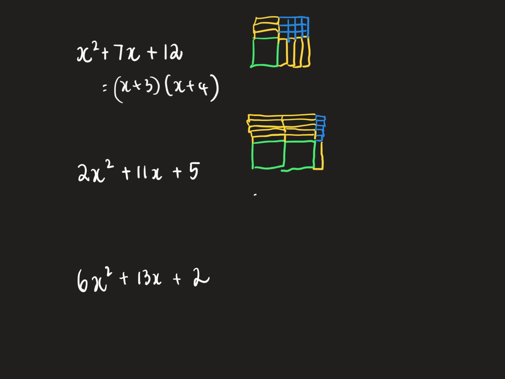So how have I done that? That is 2x plus 1 along the bottom, and up the side I've got x plus 1, 2, 3, 4, 5. That expression there is equivalent to that. It has the same value.